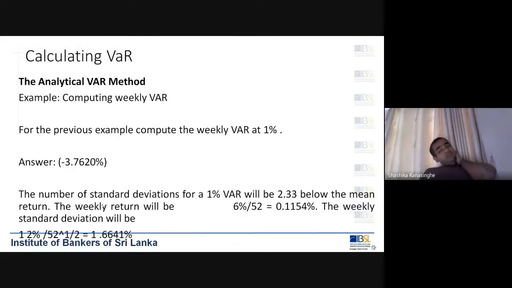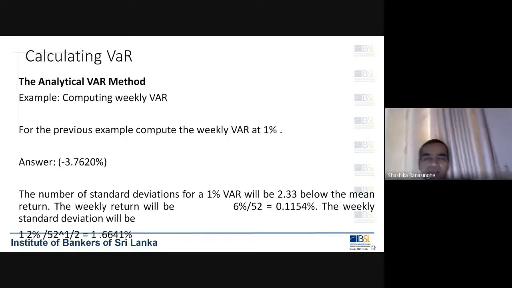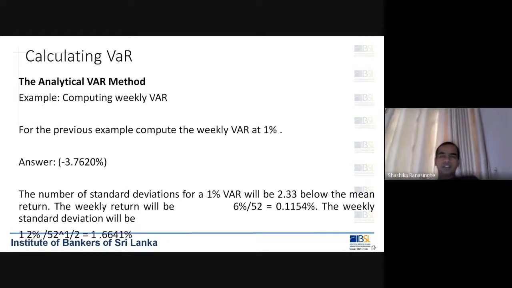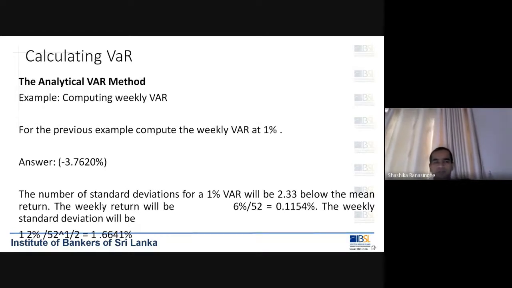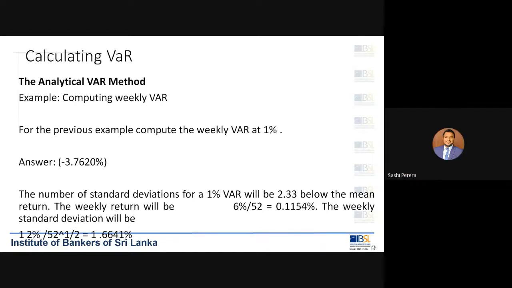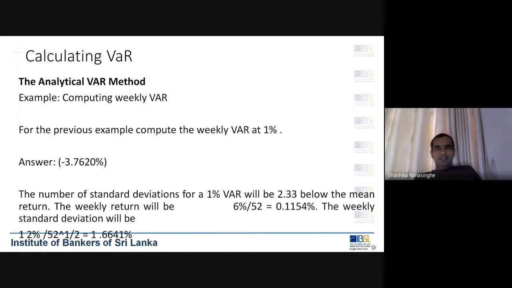So what happens when you reduce the significance level? Before you do any calculation, what can you say? What happens to value at risk when you reduce the significance level? Risk will increase. Yes, the value at risk will increase.